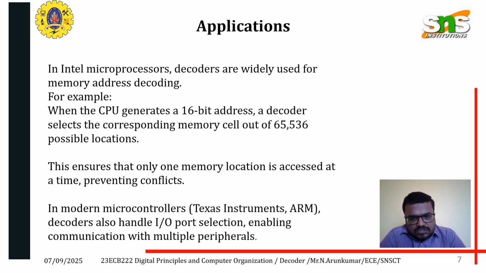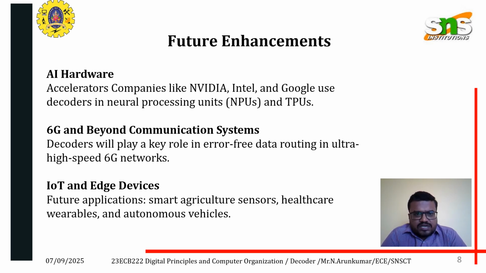In modern microcontrollers, the Texas Instruments ARM processor is useful to generate the number of bits. Future enhancement. Recently it can be used for 6G and AI hardware, especially for processors like NVIDIA, Intel and Google, where it is very useful. In 6G and beyond communication systems, RIS, reconfigurable intelligent surface, is used for spectrum efficiency, and decoders can be very useful for this. And in IoT and edge devices, smart agriculture sensors will be useful to detect soil conditions and other applications.